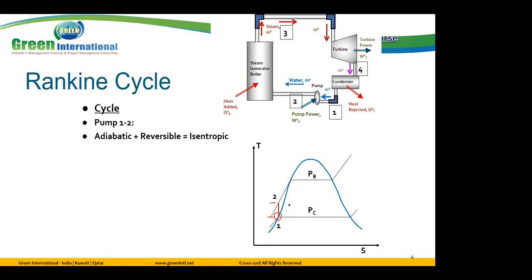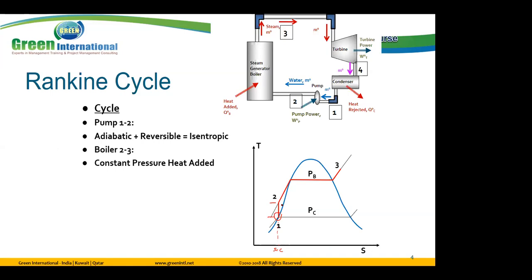Also be aware of the type of this process. This process is isentropic. Here, as you see, is entropy. This vertical line means S equals constant for the process from 1 to 2. So this process is isentropic, which means adiabatic and reversible.